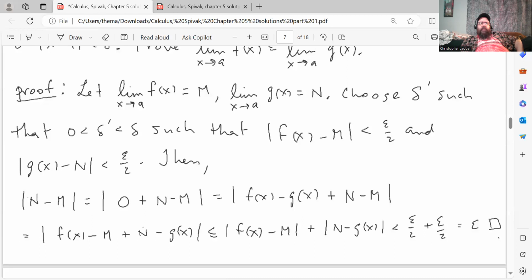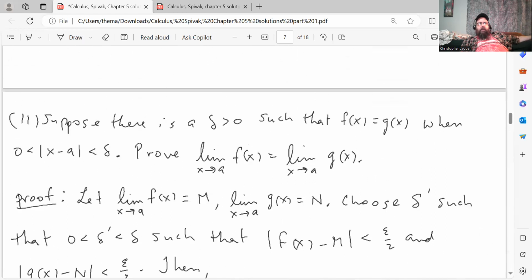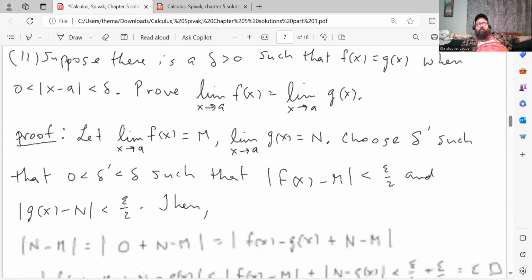Let the limit of f of x as x approaches a equal some number m, and let the limit of g of x as x approaches a equal some number n. What I want to show is that n is equal to m. So choose delta prime strictly between 0 and delta. Then the absolute value of f of x minus m will be less than epsilon over 2, and g of x minus n will be less than epsilon over 2. Furthermore, f of x and g of x are equal here. If you're within this neighborhood, then these two things are equal.